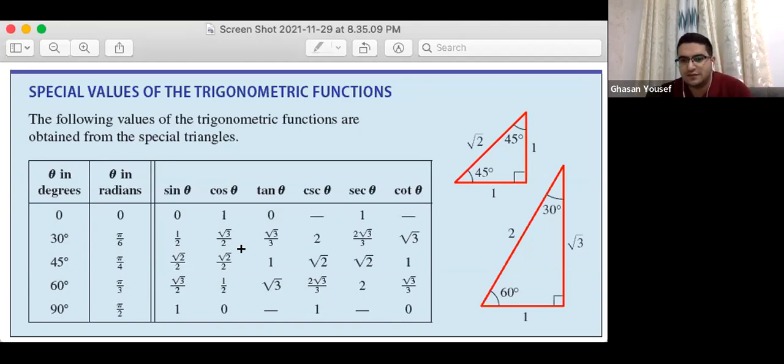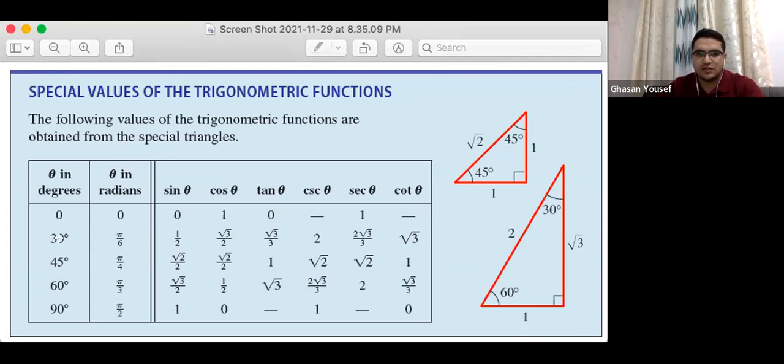Is it clear? This table, you should memorize it to continue with section 5.4. It will help you a lot. You cannot use this table in the exam. You have to memorize this table.